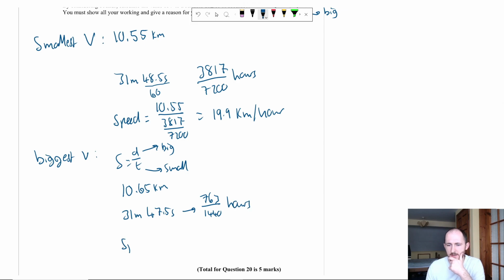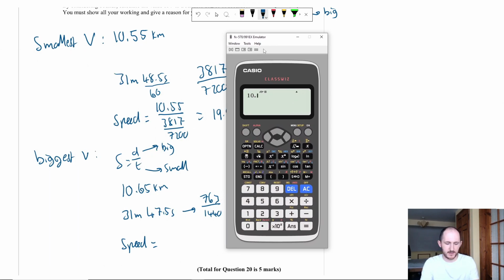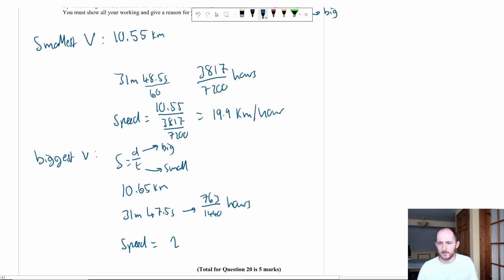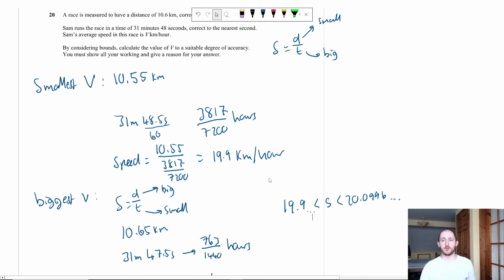So again, speed is just going to equal distance over time. So that's going to be 10.65 divided by answer gives me 20 point, let's call it 20.1. Actually, I'll write out a few more decimal places. 20.0996. So now we know that the values for the speed are between 19.9, right? The speed, and then 20.0996. Blah blah, right? So the question is, what is our value of speed to a suitable degree of accuracy?